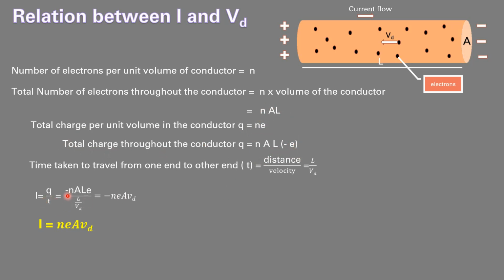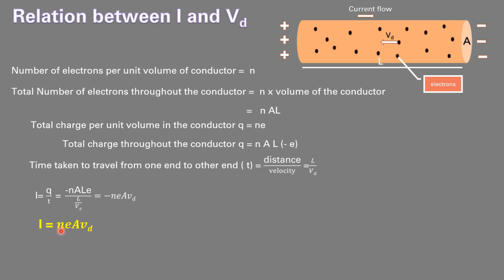And this equation is defined in the previous class. That is, the current is nothing but the rate of flow of charge, that is I = Q/t. Q is equal to minus nAL into e. Substituting the value here, and t = L/v_d, where v_d is the drift velocity, the L cancels, and therefore we get minus nAe v_d. So the relation between them is I = nAe v_d, where v_d is the drift velocity.